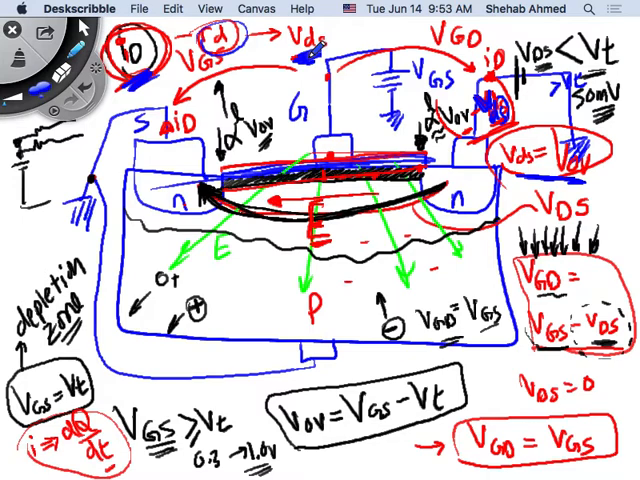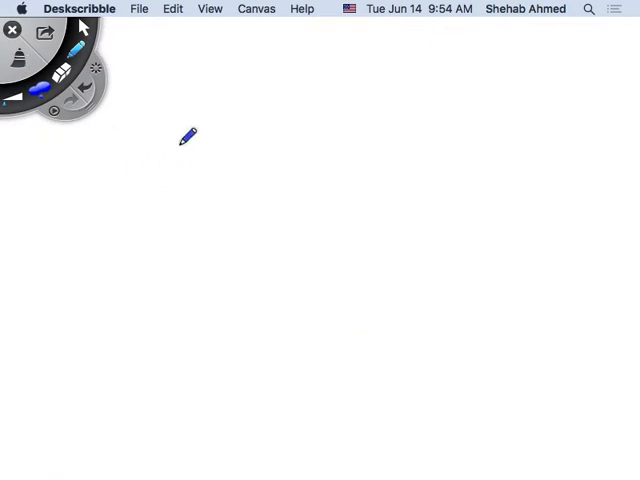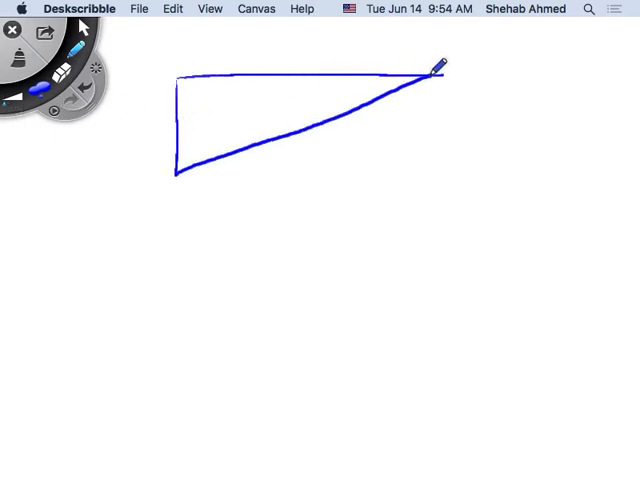VDS is greater than the overdrive voltage. Can I pinch anymore? I don't have pinching. I pinch it to 0. So if I pinched it to 0, now I'll erase all of this, okay? Now let me draw, so this is my thickness of my channel. I've pinched it to 0. This is my source, and this is my drain.